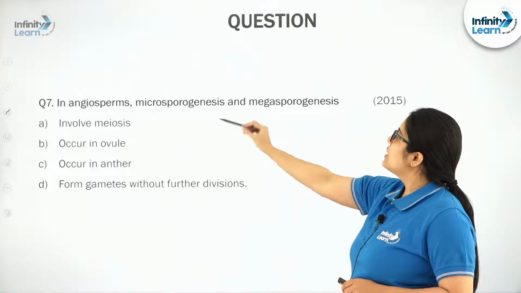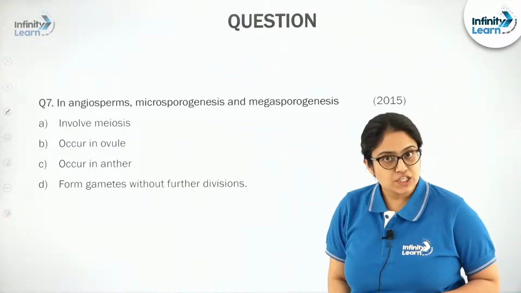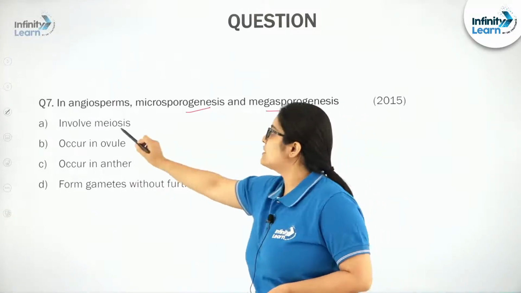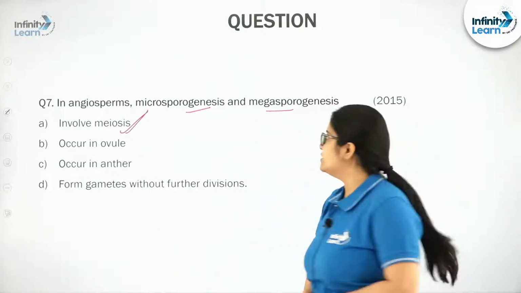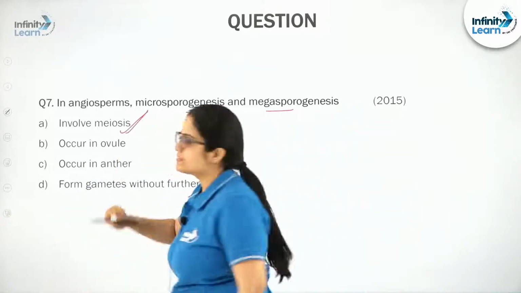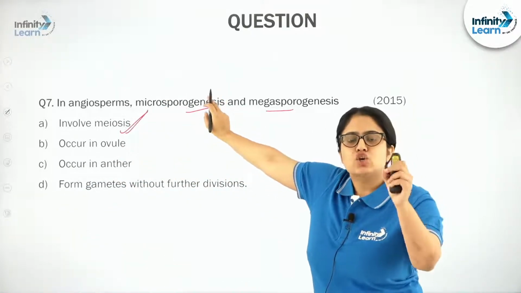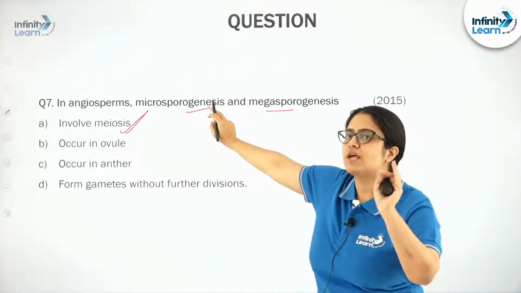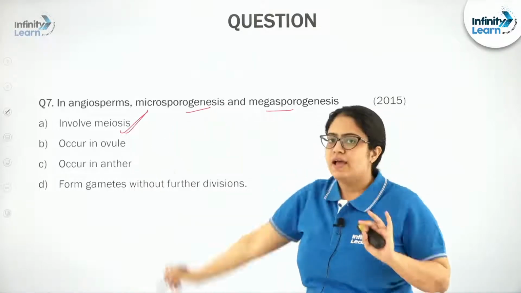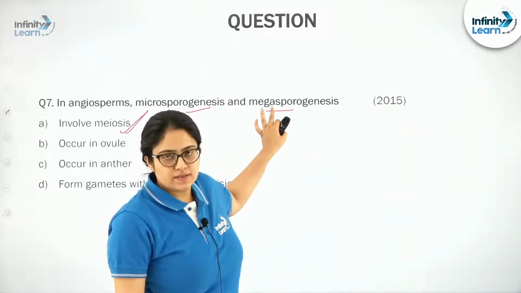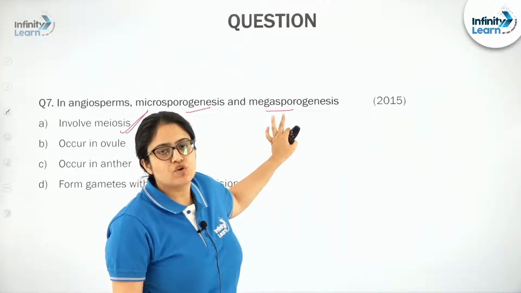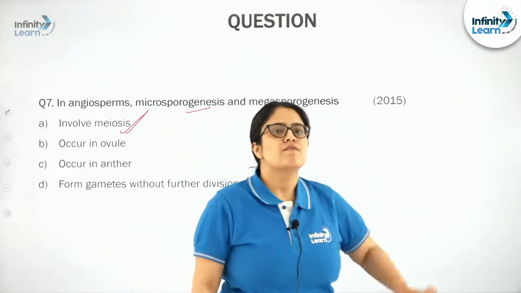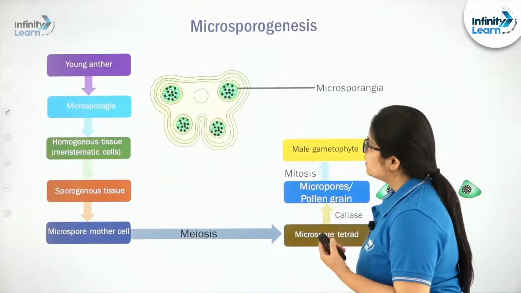Next, in angiosperms, microsporogenesis and megasporogenesis involve, obviously, meiosis. So see students, during microsporogenesis what will happen? The microspore mother cell, which is diploid, will undergo meiosis and form 4 haploid microspores, right. During megasporogenesis, the diploid megaspore mother cell will undergo meiosis and form 4 haploid megaspores, out of which 3 will degenerate and 1 will remain functional. I hope you can recollect that.